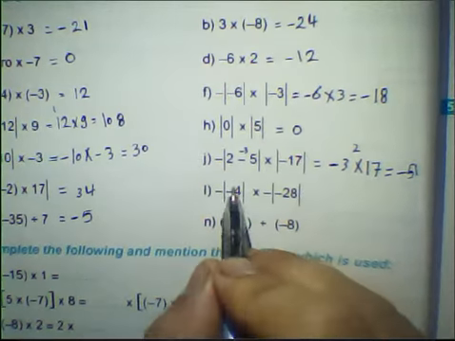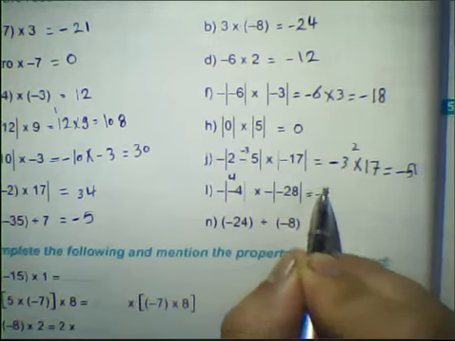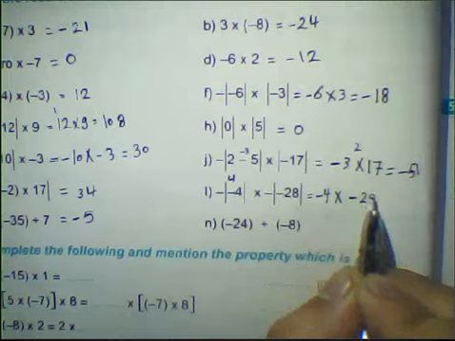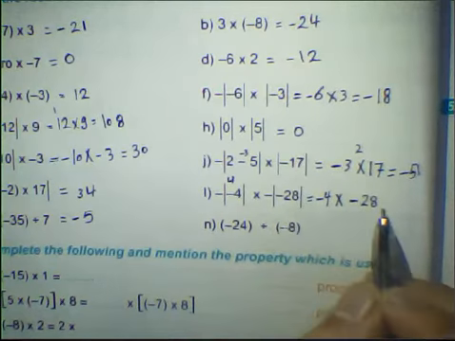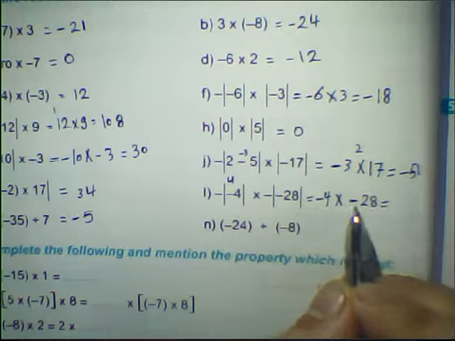Negative is the absolute value of negative 4. The result will be negative 4. Multiply negative 28. Because the absolute value of negative 28 equal negative 28. So the result will be positive because negative multiply negative equal positive.